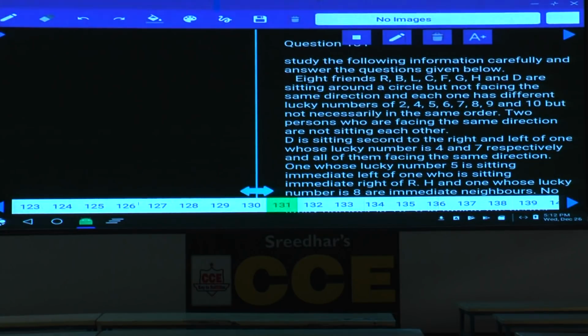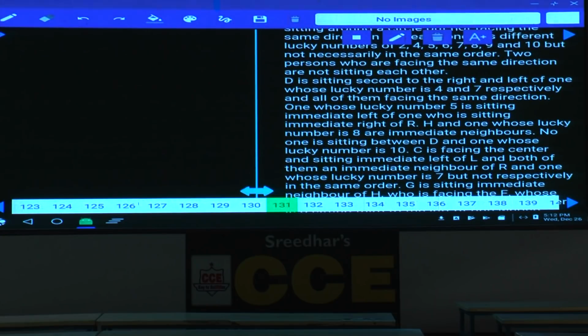131 to 135. Now, 8 friends R, B, L, C, F, G, H and D are seated around a circular table, but not facing the same direction, and each one has different lucky numbers 2, 4, 5, 6, 7, 8, 9, 10, but not necessarily in the same order. 2 persons who are facing the same direction are not seated adjacent to each other. Now, with the help of this information, tell me how many persons are away from the center and how many persons are towards the center? 4 away and 4 inward, isn't it? How do we confirm that one? Because no 2 persons facing the same direction are seated adjacent. That means the persons who are seated adjacent must face different directions.